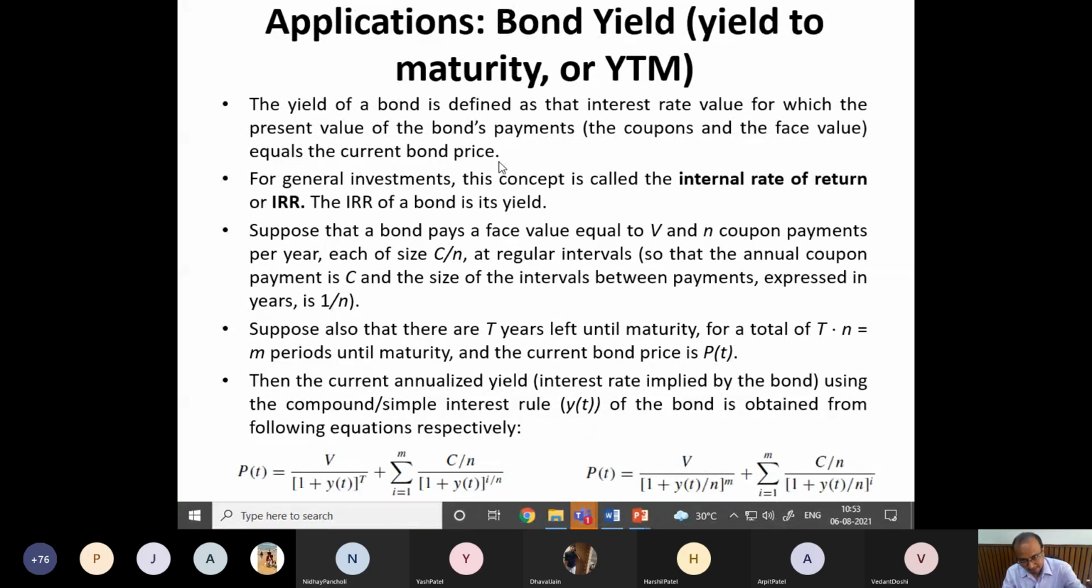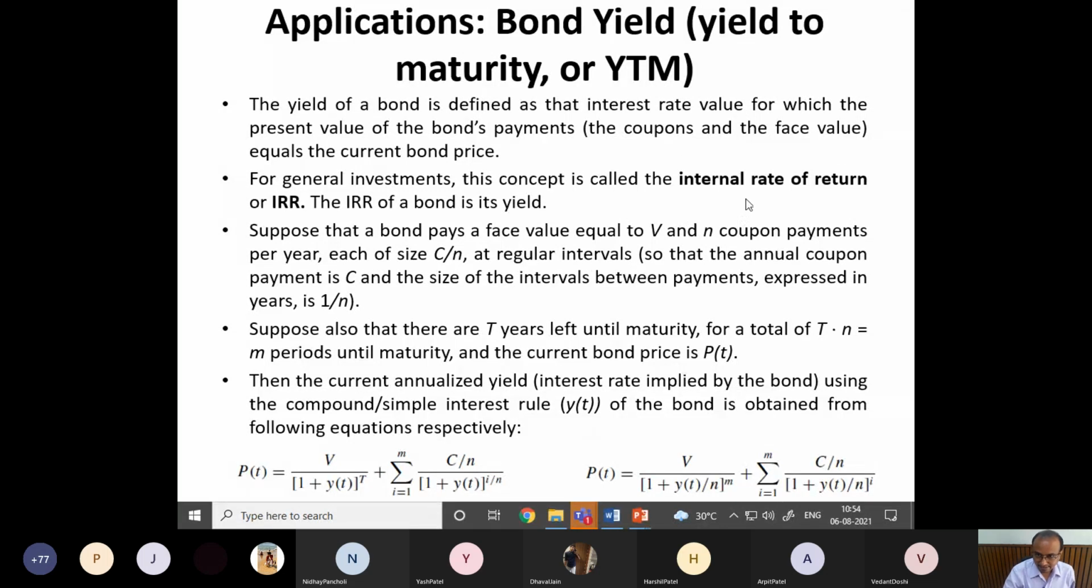Suppose you purchase some bond from the market at some current bond price. Because a bond is a risk-free security, you know the future coupon payments and the face value. Say after 6 months I will get this, after 12 months I will get this, and at maturity I will get this. So the face value and the coupons are known, and you convert them into present value. If that equals the current bond price, at what rate? That is my bond yield.